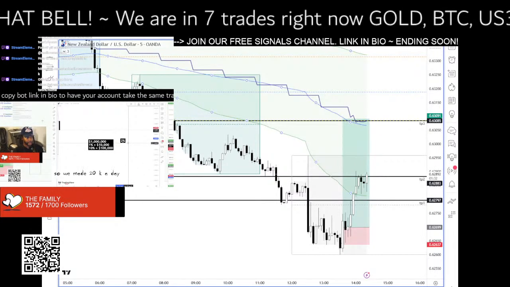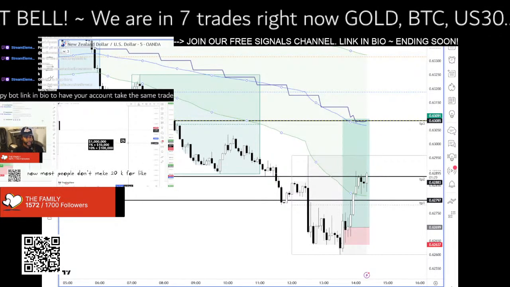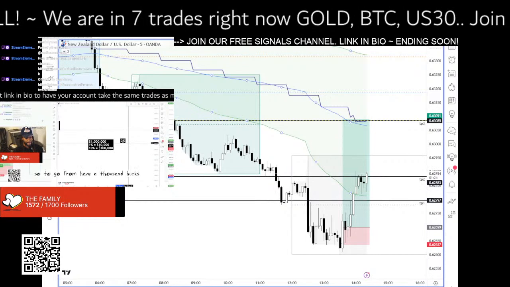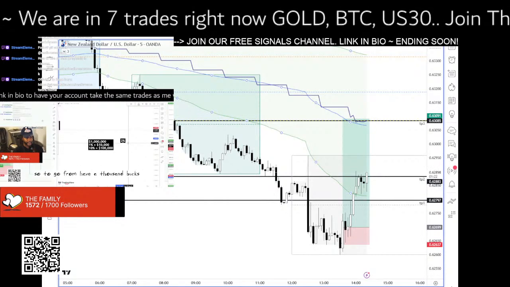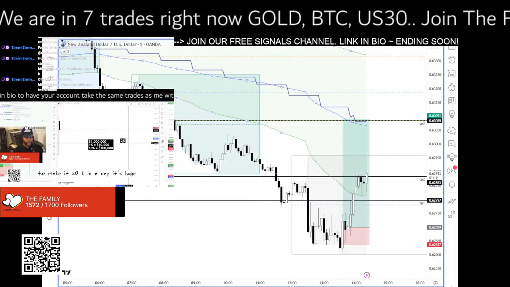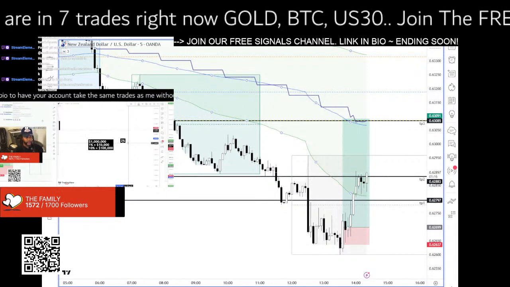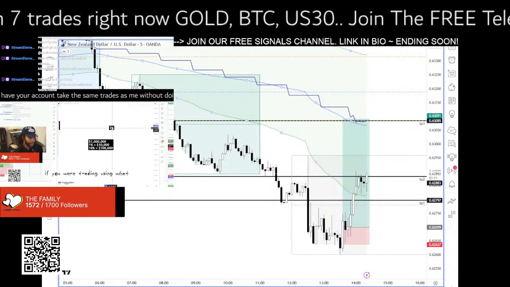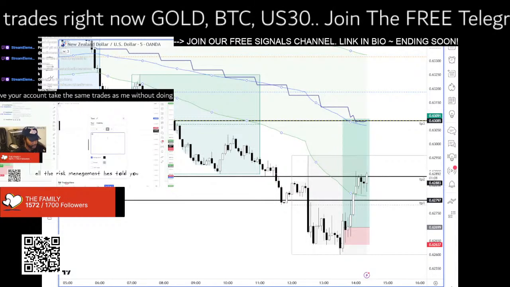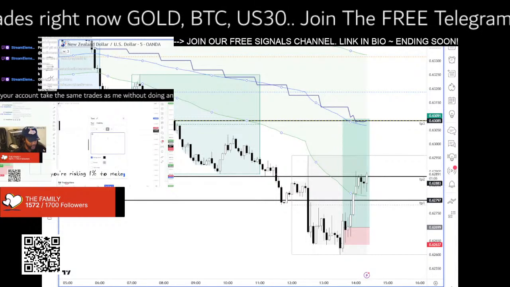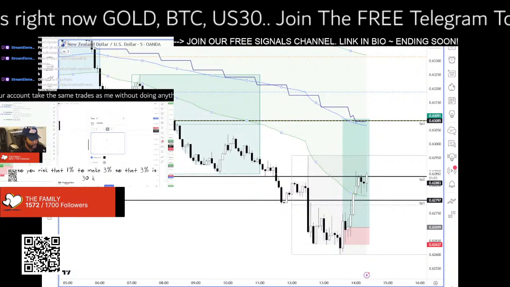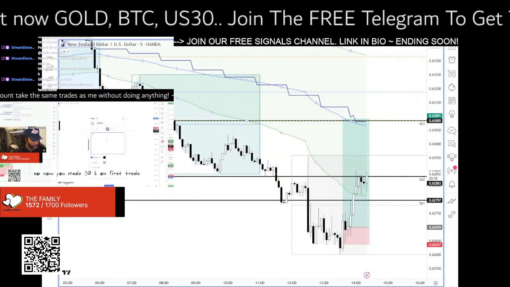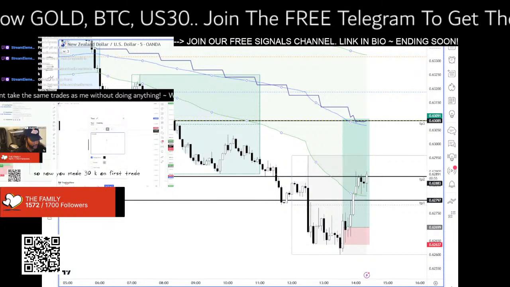So we made 20K that day. Now, most people don't make 20K for like half a year of work, 3 months of work. So to go from having $1,000 to making 20K in a day is huge, only risking a small amount of your account. And if you were trading properly, using all the risk management I just taught you, you're risking 1% to make 3%. So that 3% is 30K. So now you made 30K on the first trade.